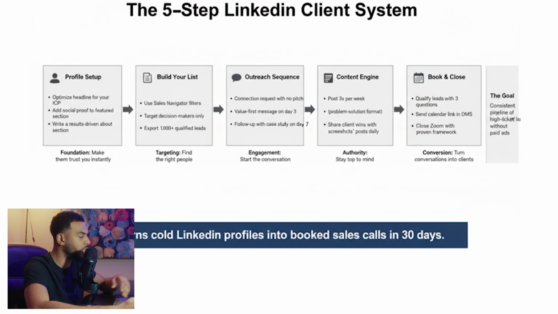So you're going to have your profile setup, where you optimize headlines for your ICP, add social proof to the featured section, and write a results driven about section. The foundation of that would be to make them trust you instantly. And then you have build your list: use Sales Navigator filters, target decision makers only, export 1,000 plus qualified leads. This is for targeting, how you find the right people. Next one is for engagement, how you start the conversation. And then authority, stay top of mind. And then conversion, turn conversations into clients.